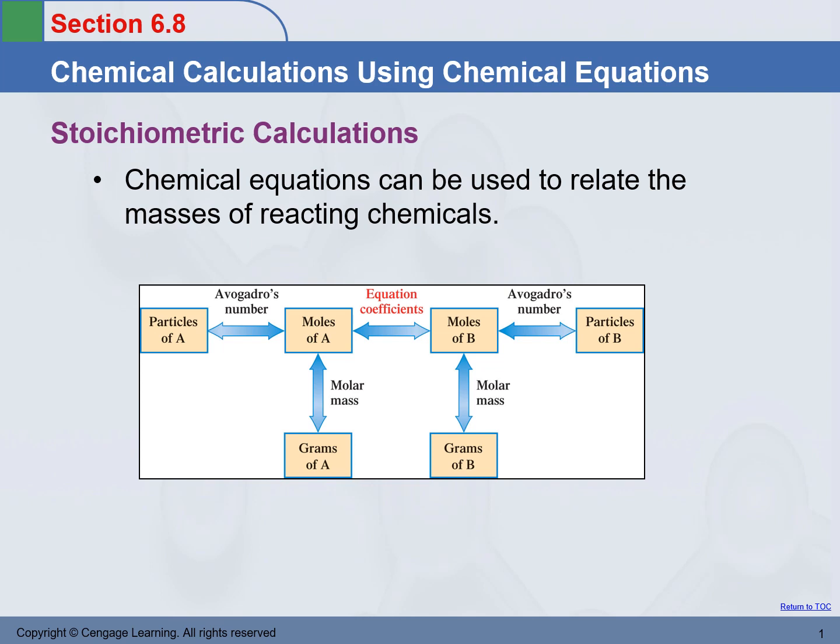No surprise, this is the flow chart we're going to use, giving information for any one substance. For example, if we know grams of one substance, we can convert the grams of that substance to moles of the substance. Then, by using the equation coefficients, we can convert the moles of the given substance to the moles of any other substance in the equation. Then, depending on what information is wanted, be it moles or grams or particles, you can convert from there.